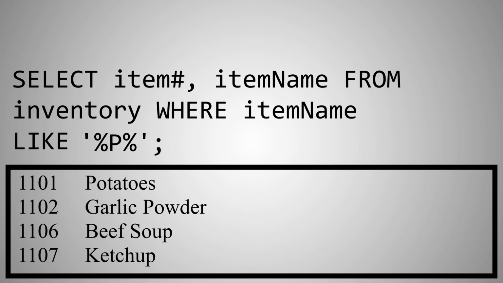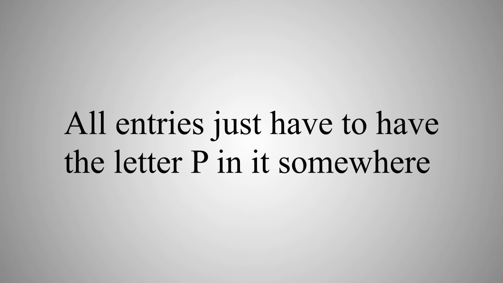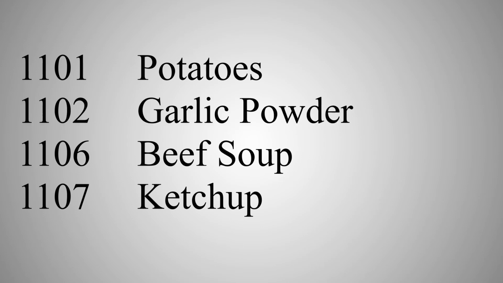And what's really cool is we can surround the letter P with 2 percentage symbols, which basically say, I don't care about how many characters are in front of or behind the letter P. All entries just have to have the letter P in them somewhere. That means we're going to get all of the responses that start with the letter P, end with the letter P, and have a letter P somewhere inside of them.